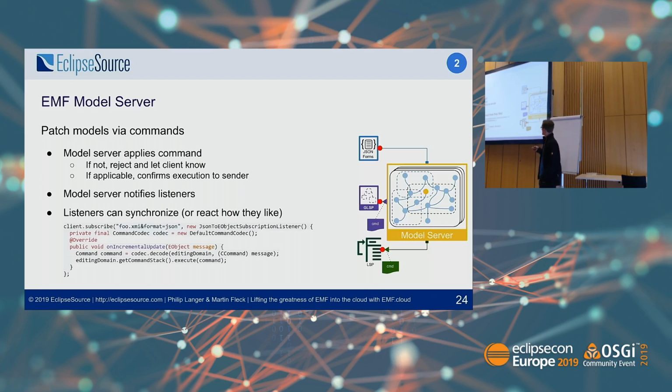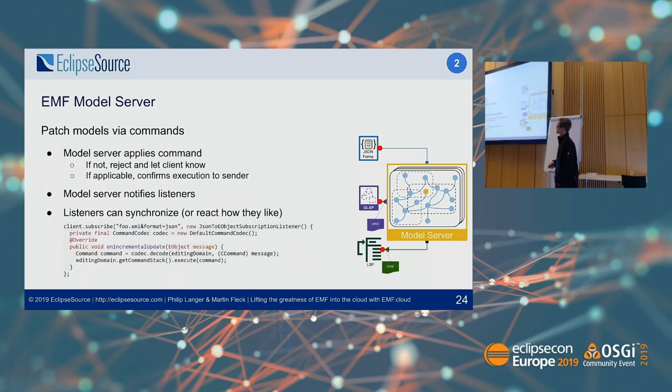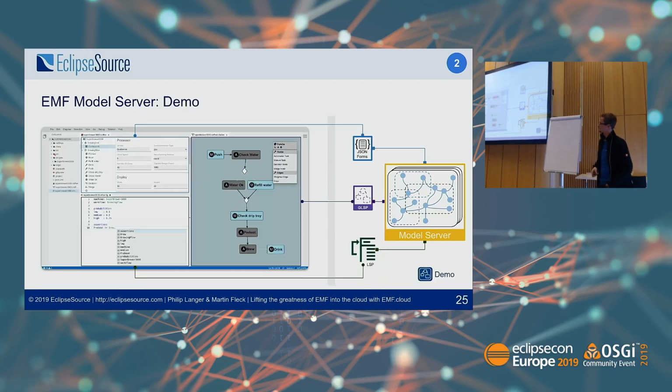Note that the command that is then sent doesn't necessarily have to be one-to-one the same as the command that was sent. That's up to the model server to decide, and that's basically your EMF-based implementation, right? So it can decide what actually to execute. Finally, the services can then react to this change and, for instance, synchronize their own state that they have about the model. So let's look at the demo.